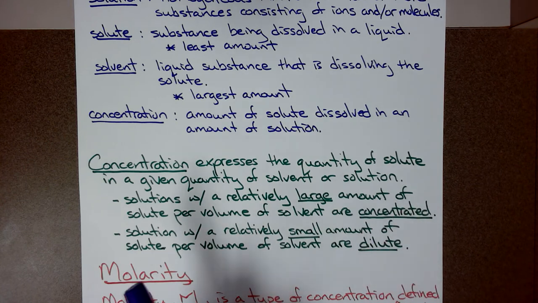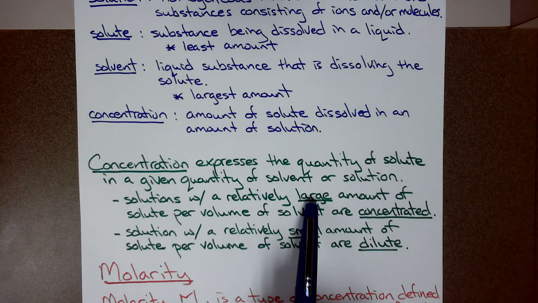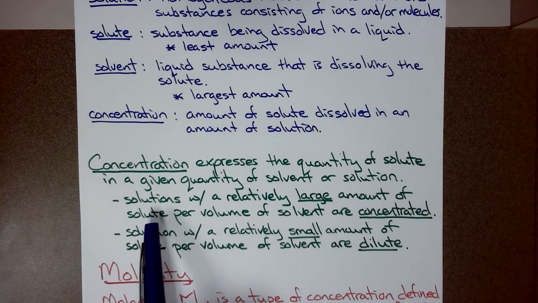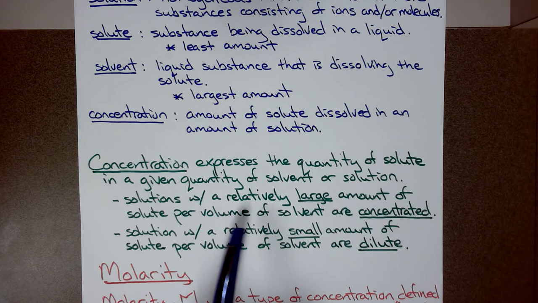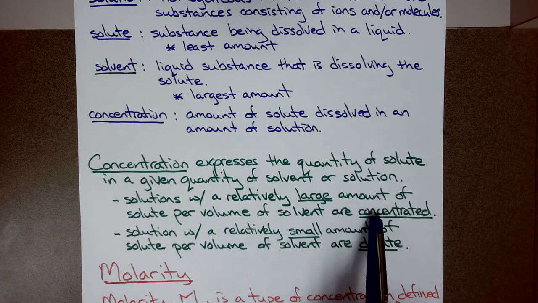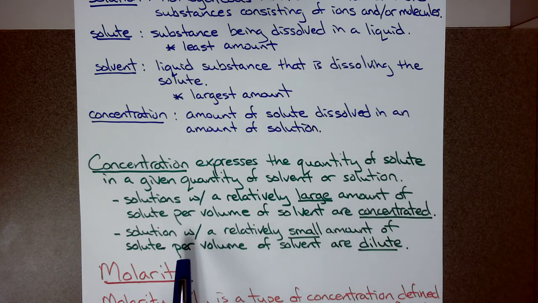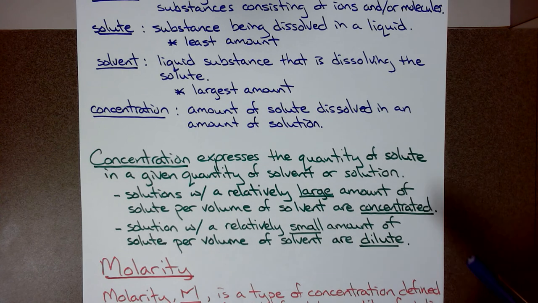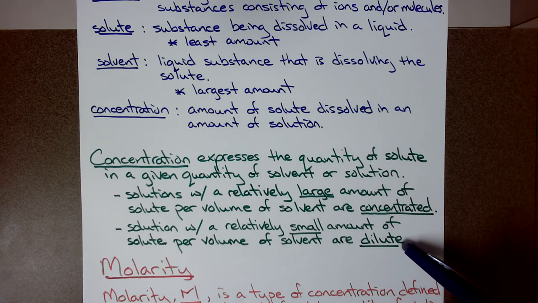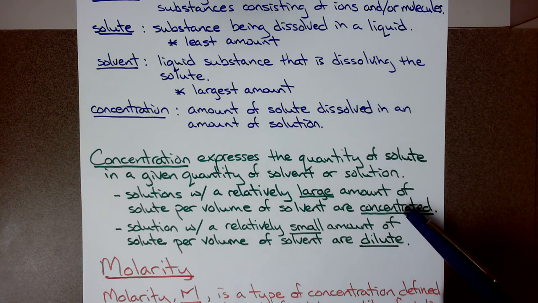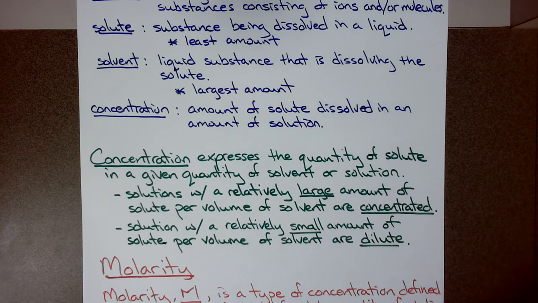If the solution has a relatively large amount of solute per volume of solvent, that is considered concentrated. If the solution has a relatively small amount of solute per volume, we say the solution is dilute. So you have concentrated and dilute. Dilute has a small amount of solute per volume of solvent. Concentrated is a large amount of solute per volume of solvent.